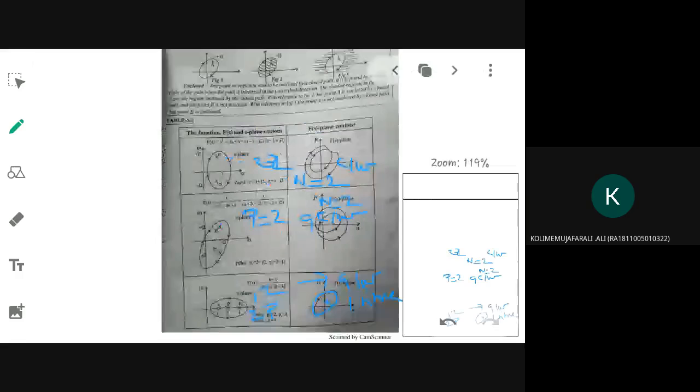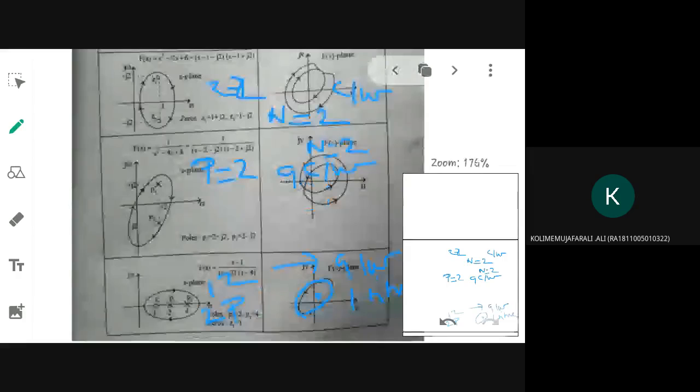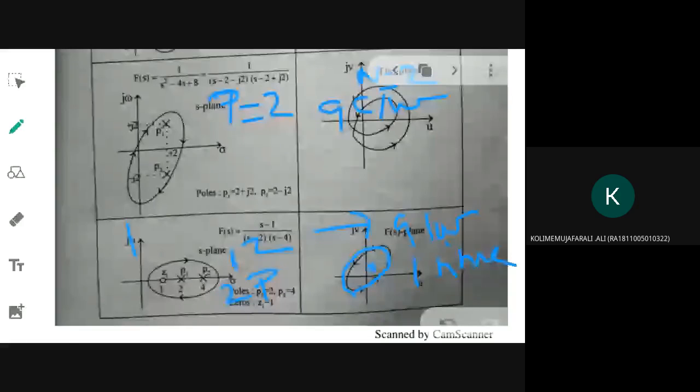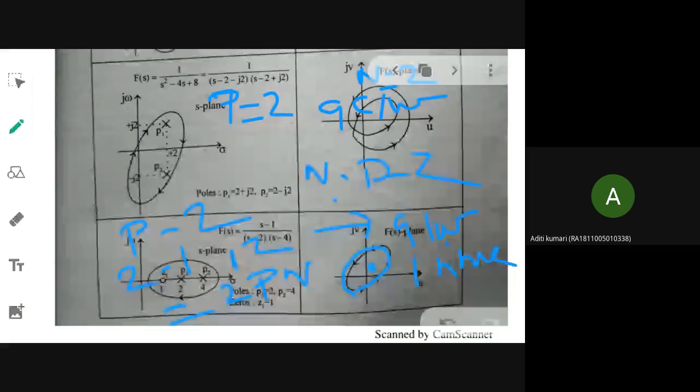Third case, if you see, what is the difference between P and Z? P is 2 and Z is 1. So the difference will be equivalent to the number of encirclements. So N is equivalent to P minus Z. What is N now? 1. So that many times of encirclement only will be present.